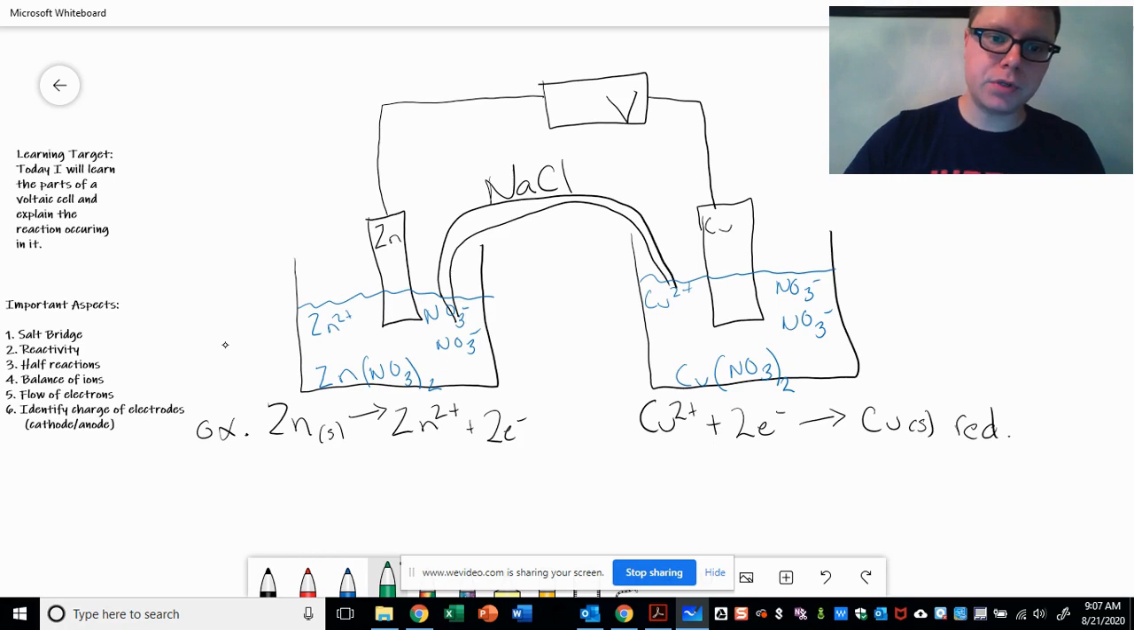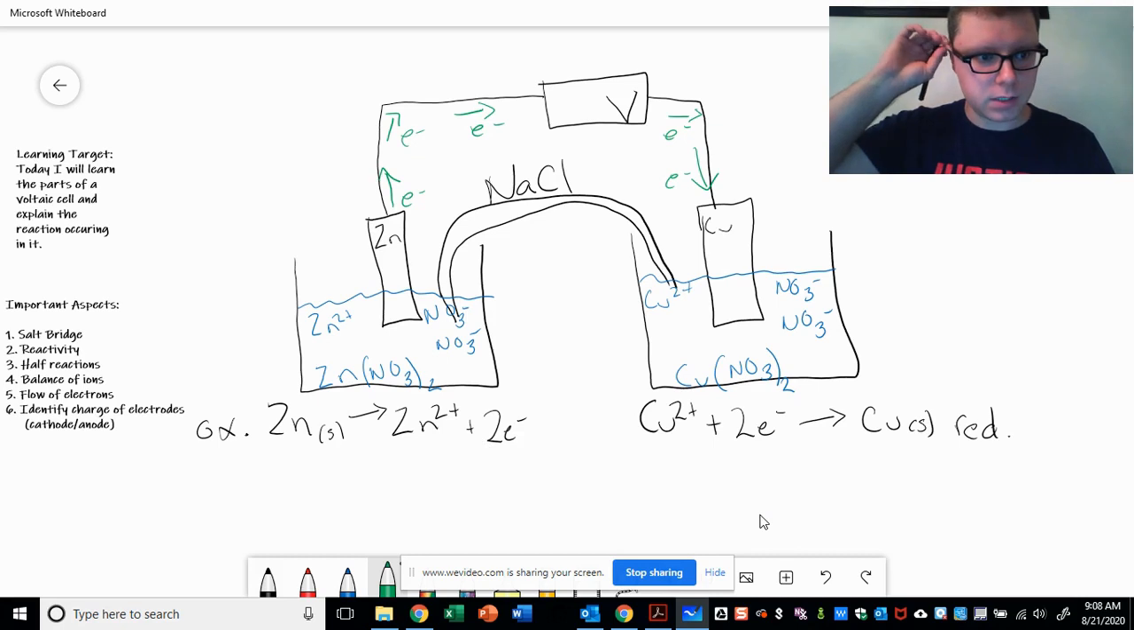So since they're being produced at our zinc, we're going to show arrows that they're flowing from the zinc all the way over to our copper. And I'm going to mark these with e negatives because those are electrons that are flowing. It's how we get an electrical current. Start at your zinc, move all the way over to your copper. With our zinc, we produce the electrons, and over here, they're being used to make copper. So that's our flow of electrons. That's number 5 on that list.